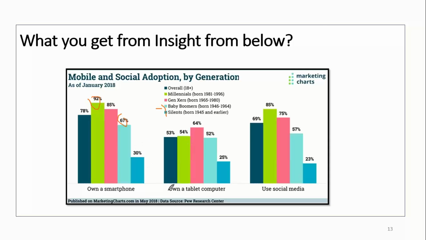Then we have the same analysis for tablet, like what percent of people own a tablet and what percent of people are active on the social media based upon the different generations. Correct? So you can actually analyze the things very quickly with the help of the charts.